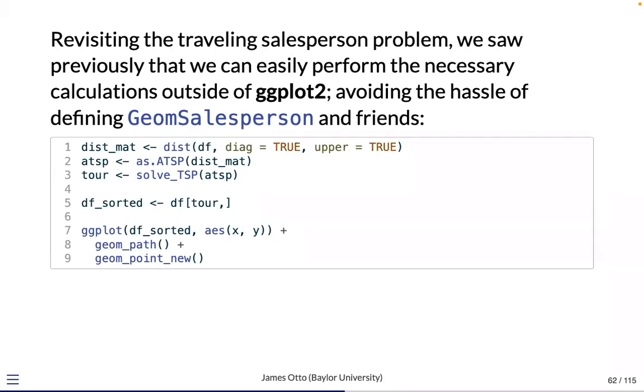So if we look at the traveling salesperson problem, this was the way that we could take our df data frame with columns X and Y, store it, and plot it. So it's like 9 lines of code. That's not bad. You can copy and paste that forever.